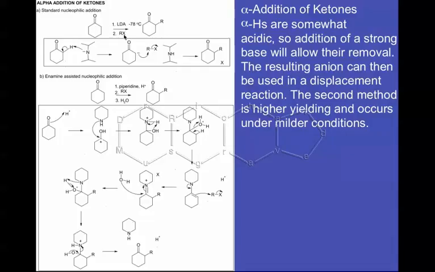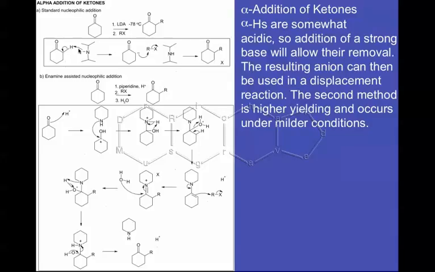In the first step, what happens is we use LDA, which is called lithium diisopropyl amide, which is a very strong base. So this is a very unstable type anion. You can see that the conjugate acid is pretty stable. It's going to be diisopropyl amine, and this is lithium diisopropyl amide, a very unstable anion. So it will remove the somewhat acidic alpha hydrogen here.